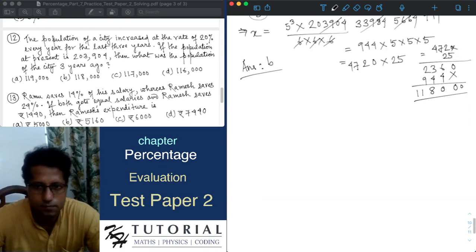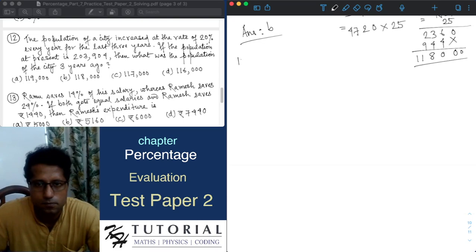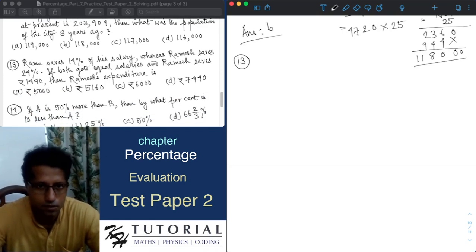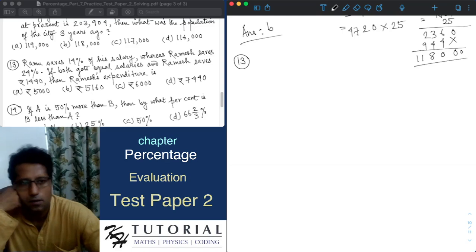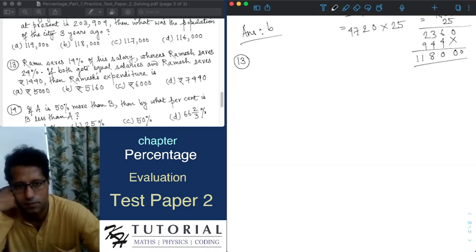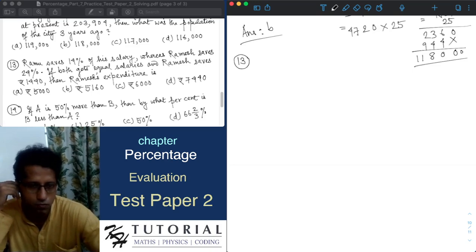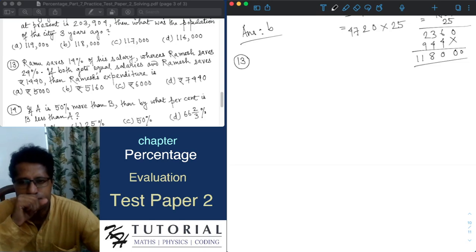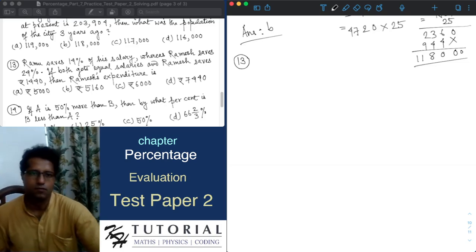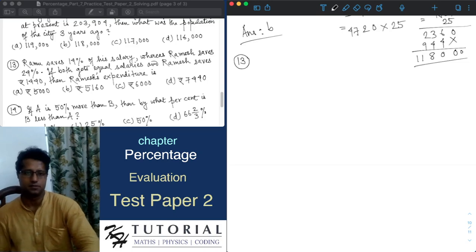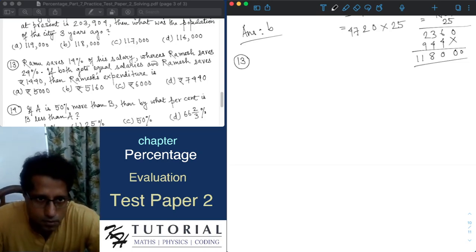Let's do question number 13. It is saying that Ramu saves 14% of his salary, whereas Ramesh saves 24%. If both get equal salaries, and Ramesh saves rupees 1440, then what is Ramesh's expenditure?